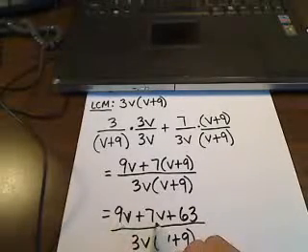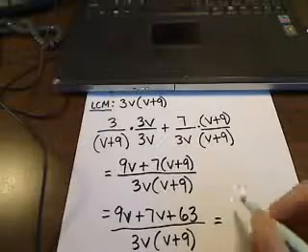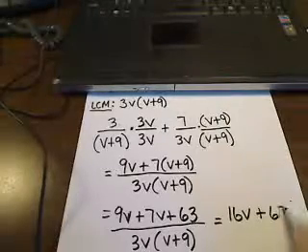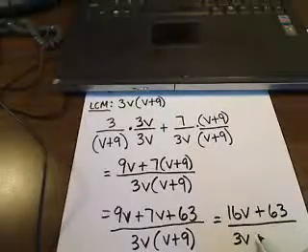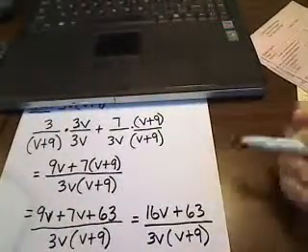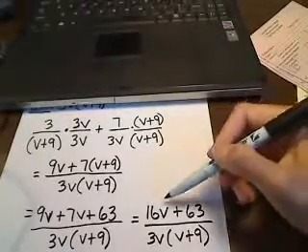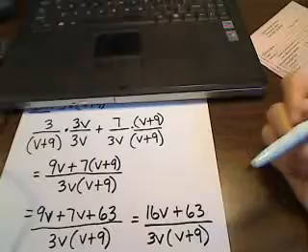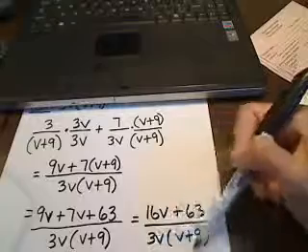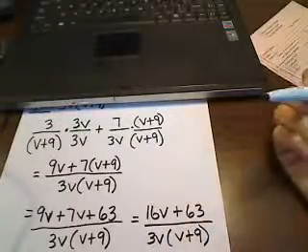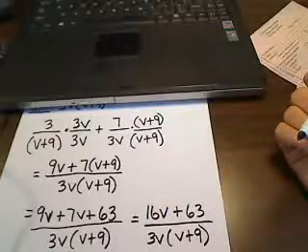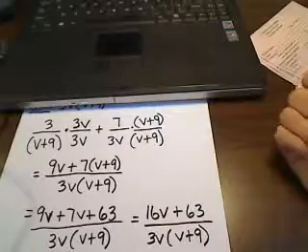So anyways, if we take the 9v and the 7v and we add those together, we're going to get 16v and then plus the 63, all over 3v times the v plus 9. Now there's one last step in these problems: when you get to this point, you need to check your numerator and see if it's going to factor any further. Because if it does, there's a possibility that one of the factors in the numerator could cancel with one of the factors in the denominator, and if it did, then we would want to simplify that. But if you take a look at the 16 and the 63, I don't see a common factor between them, so I'm going to say that that's pretty much done.